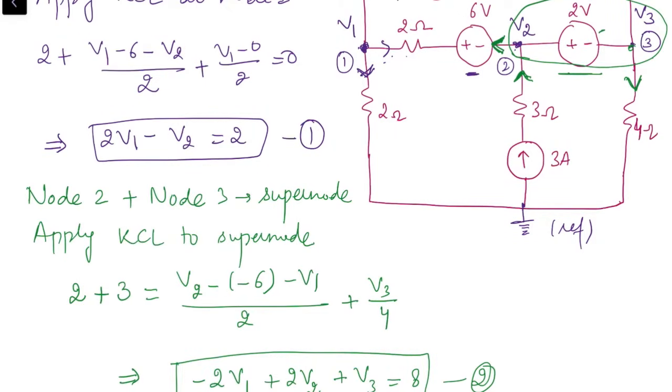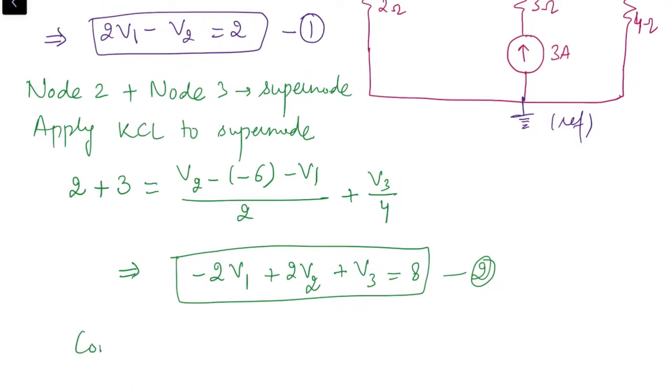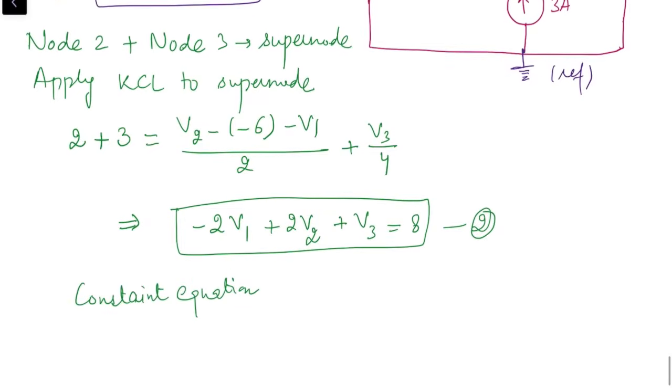Third equation is the constraint imposed by this voltage source. Now what is the constraint? Constraint is the potential difference between these two nodes should be equal to 2. As positive terminal of this voltage source is connected with node 2, negative with node 3, it means node 2 is at higher potential in comparison to node 3. So constraint equation is V2 minus V3 should be equal to 2. This is the third equation.